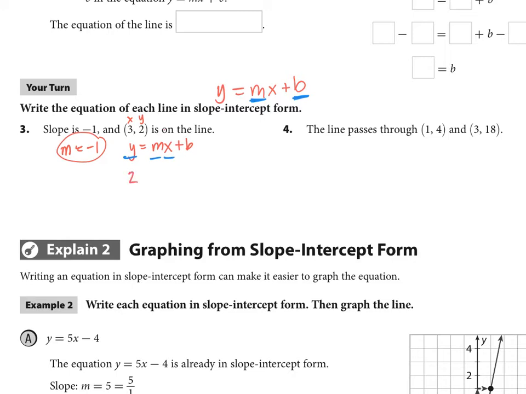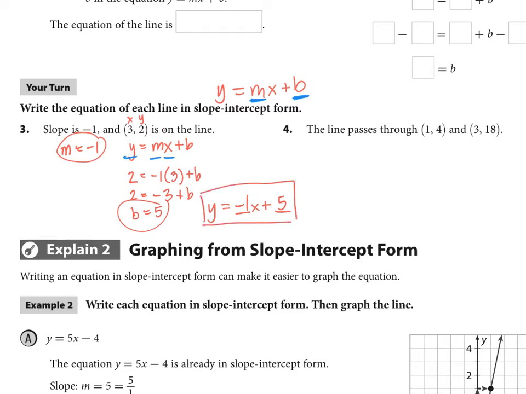So y is 2. I got it from the top here. Remember this point. y is 2 equals m is -1, x is 3, and again, I don't know what b is. So we need to solve this for b. 2 equals -3 plus b, and b ends up being 5. So there we go. I got my slope. I got my y-intercept. So the equation is going to look like y equals mx plus b. I know that my m is -1 and my b is 5. So y equals -1x plus 5 is my equation of this line in slope-intercept form.